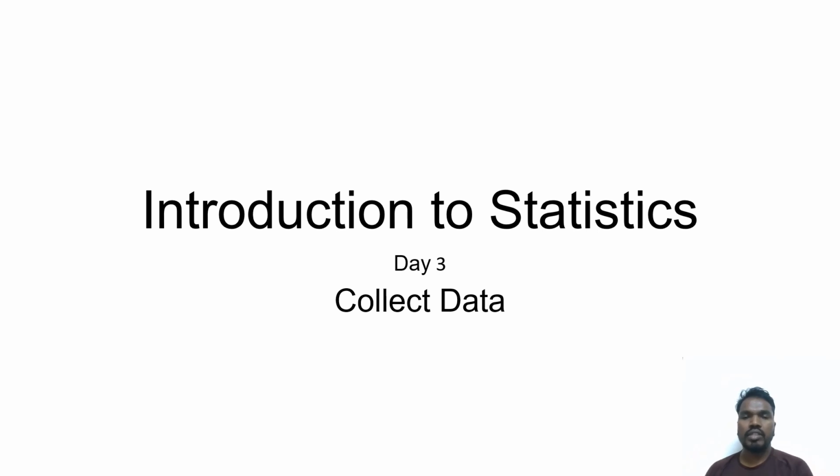Okay, clear? We also learned some concepts like what is a population and what is a sample, and that the measures we find related to a population are called parameters, and the measures we find for a sample are called statistics, right? So these are all the things we learned.